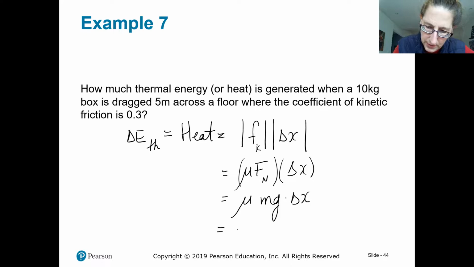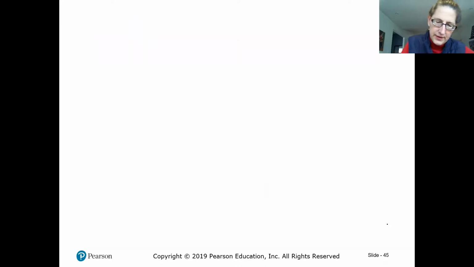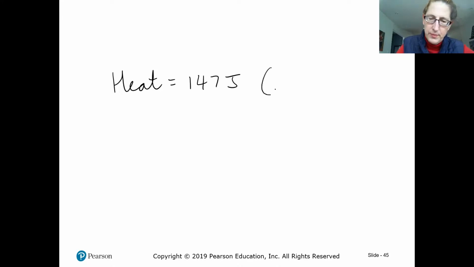Okay, so we basically just multiply all these numbers together: 0.3 times 10 kilograms times 9.8 per kilogram times 5 meters. And this would be heat. Multiply all those together and you get 147 joules. Okay, positive number.